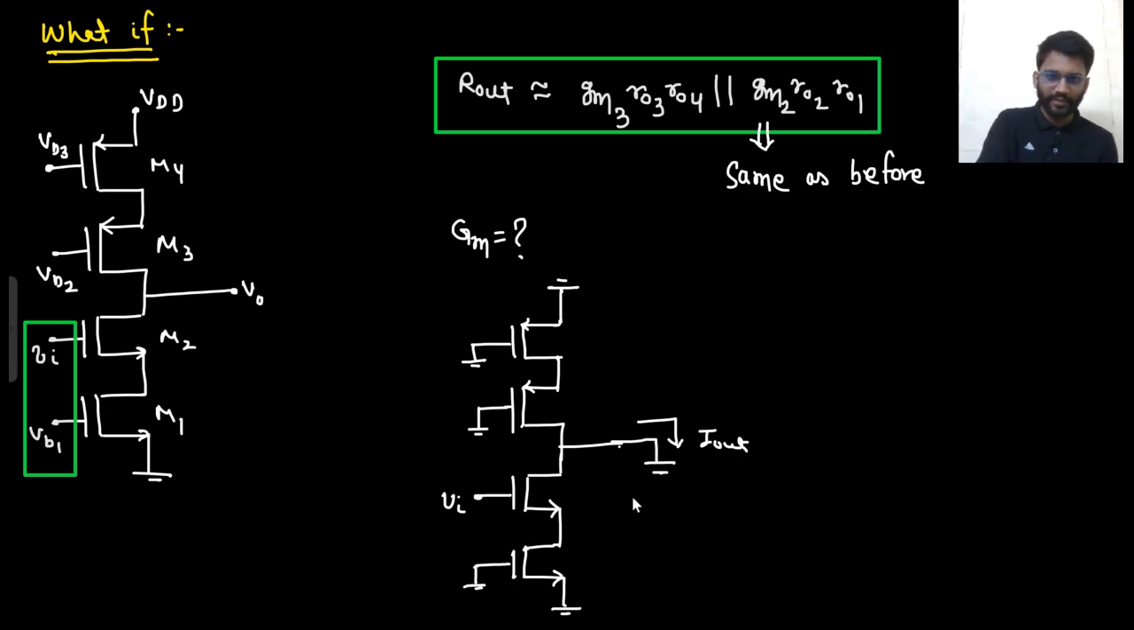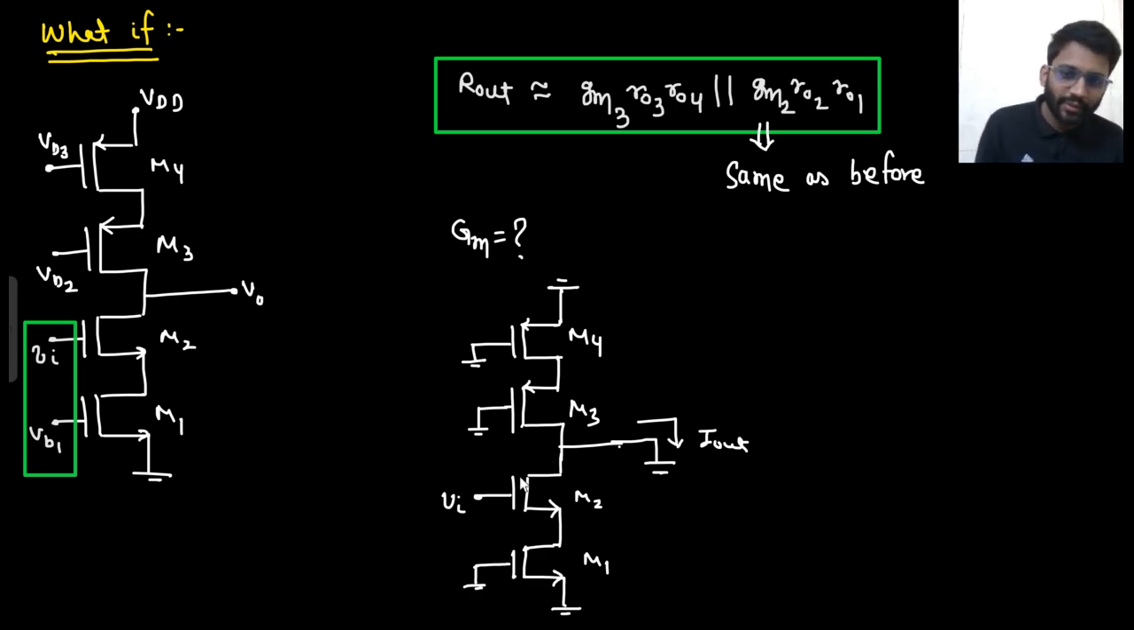I just copied this circuit. The same circuit is there. This is M4. This is M3. This is M2. This is M1. So I just copied this circuit. I am writing my GM. So this V in will be there. All the other bias will be shorted. I need to find the relation between I out and V in.